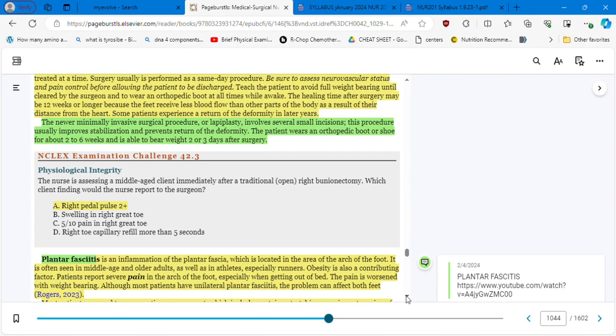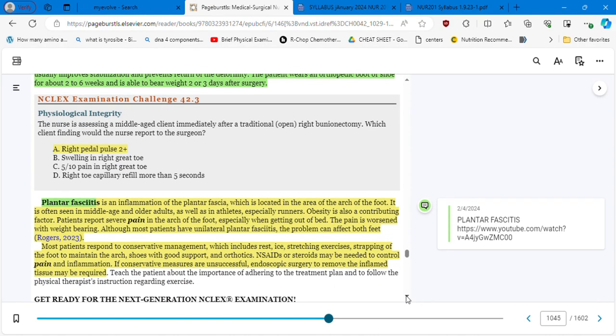That's awesome. So another NCLEX question. The nurse is assessing a middle-aged client immediately after a traditional open right bunionectomy. Which client finding would the nurse report to the surgeon immediately?